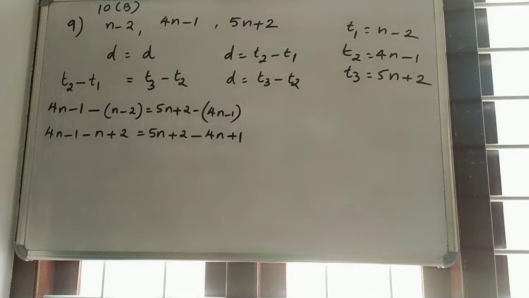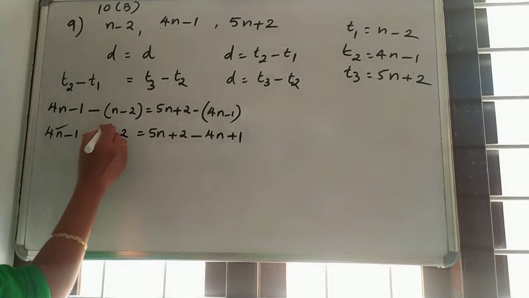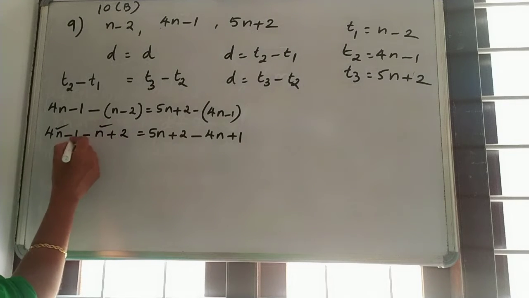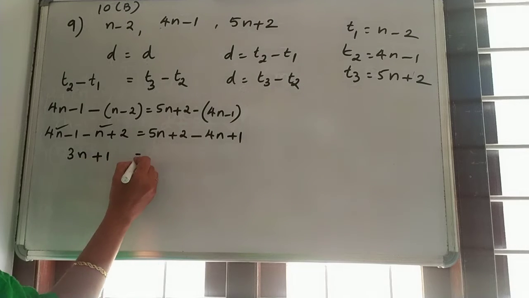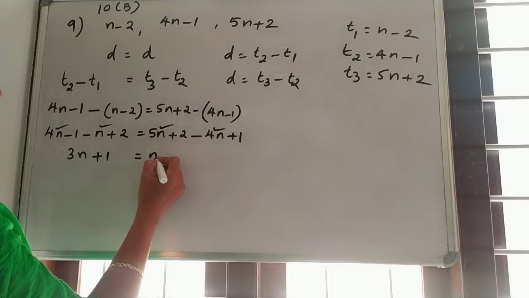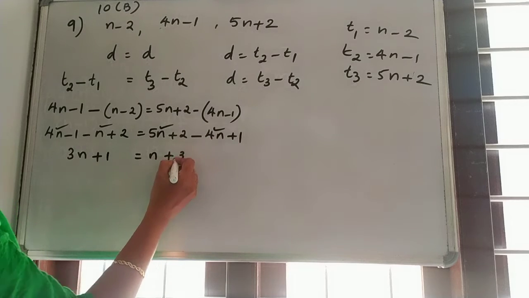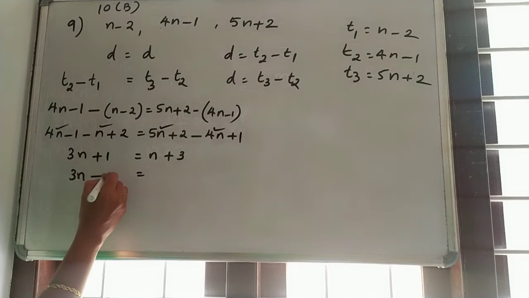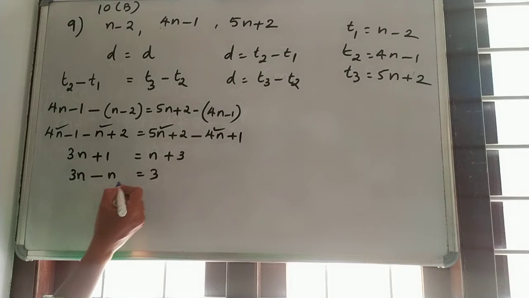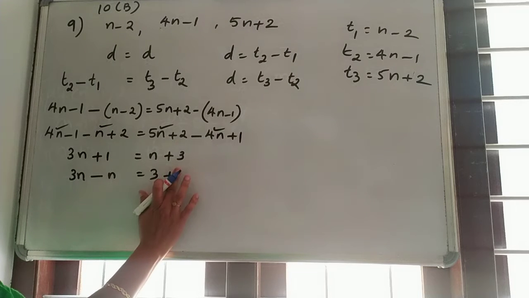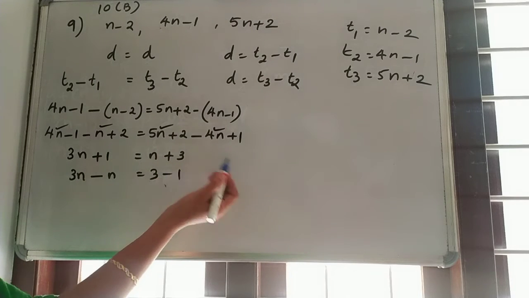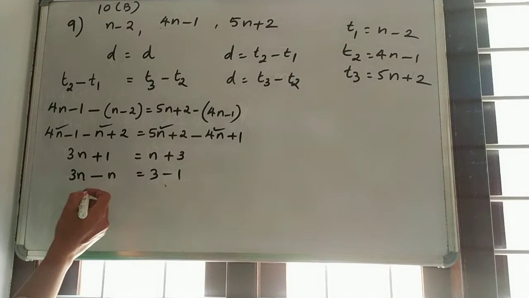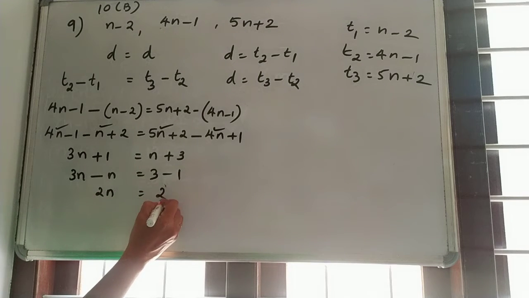4n minus n is what? Here 4n minus n is 3n, plus 2 minus 1 will be positive 1, is equal to 5n minus 4n is n, 2 plus 1, 3. So how can we find n? We can take this n to the left side, so it will become minus n. 3 as 3 itself, then plus 1 will become minus 1 if you take it to the right side. So 3n minus n is 2n is equal to 2. So n is equal to 2 by 2, n is equal to 1.